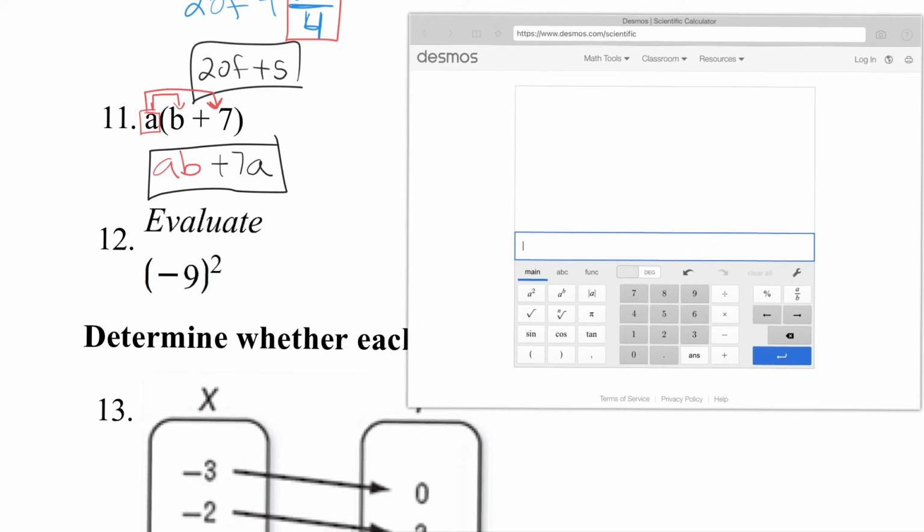For number 12, you guys want to evaluate, but it's just a number, negative number with a square. So you guys can use the calculator. Just make sure that you guys pay attention and use parentheses. So I have a parentheses, -9, close parentheses with a square. So the answer is positive 81. Always check in the calculator that everything is the same as the problem. Make sure you guys check the signs. Make sure you guys check parentheses. And obviously, exponents have to be correct.